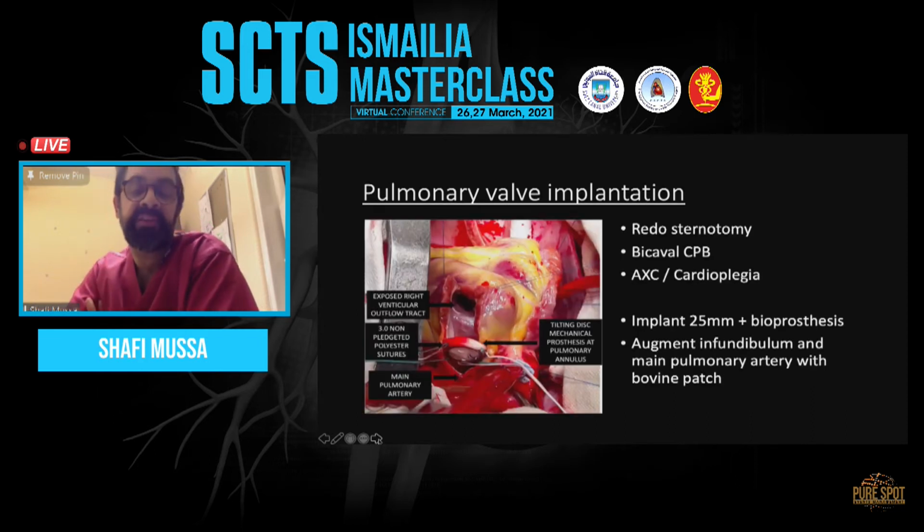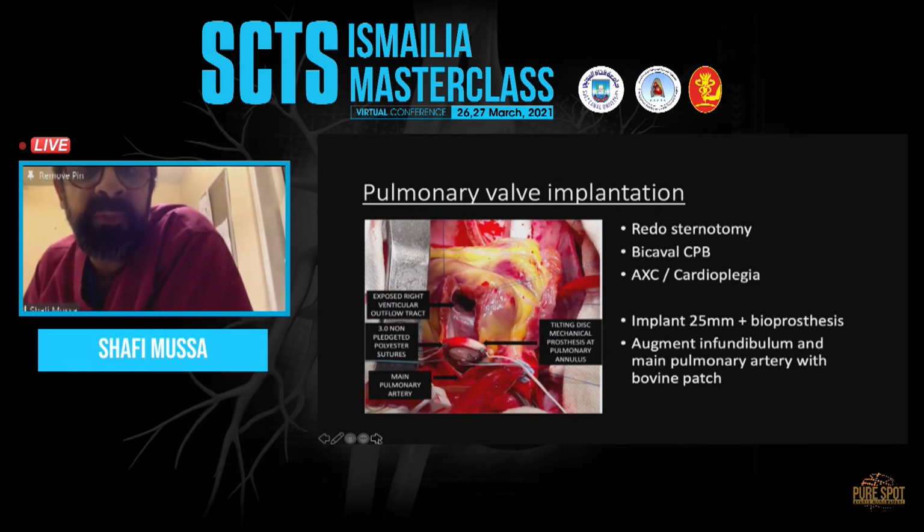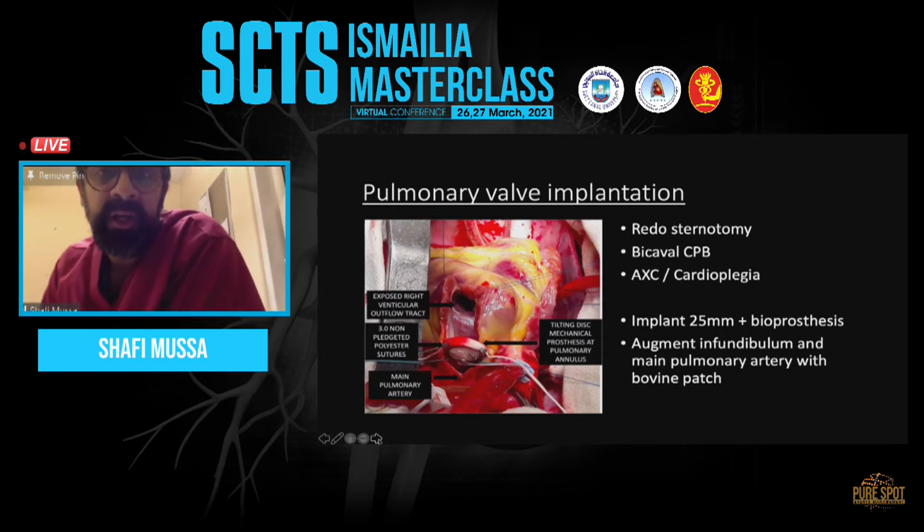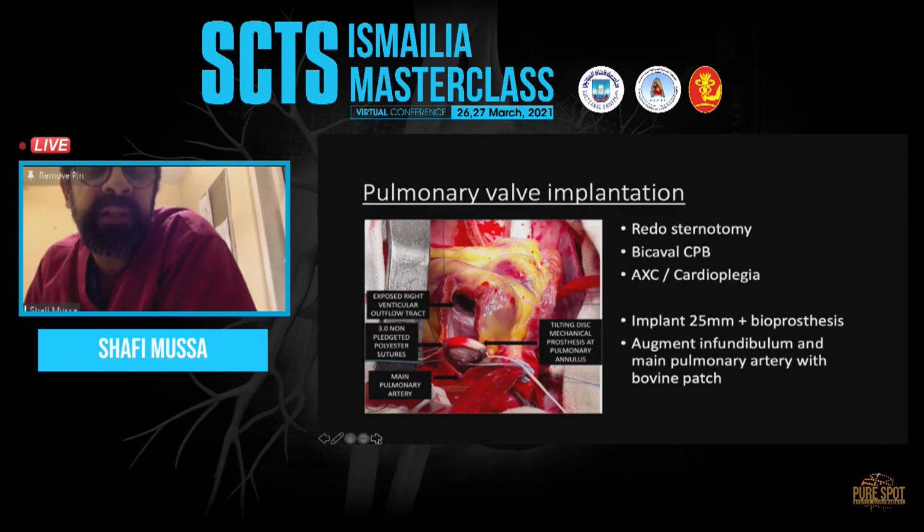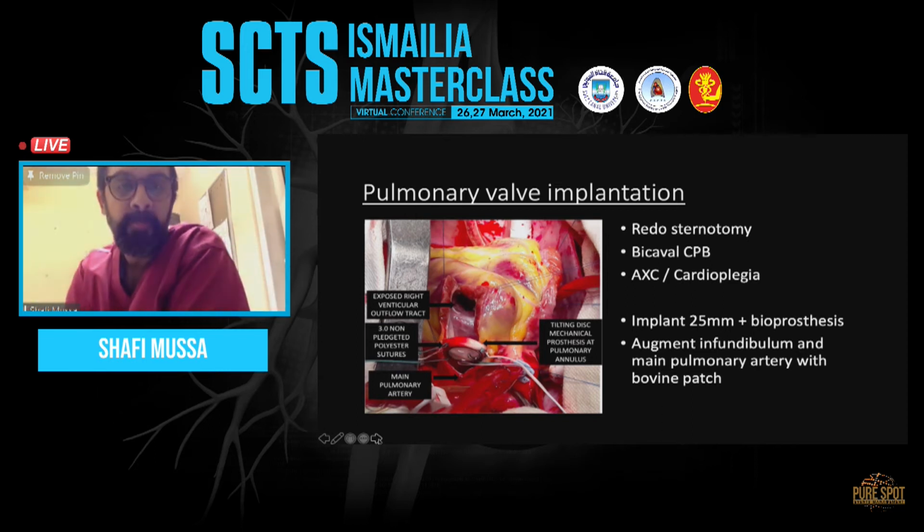How might we undertake this? So reduced sternotomy with all the principles that I have just outlined, really. And then on to cardiopulmonary bypass, having dissected out all the relevant structures, bicaval cannulation, and then my approach is to cross-clamp the aorta and give cardioplegia and arrest the heart.